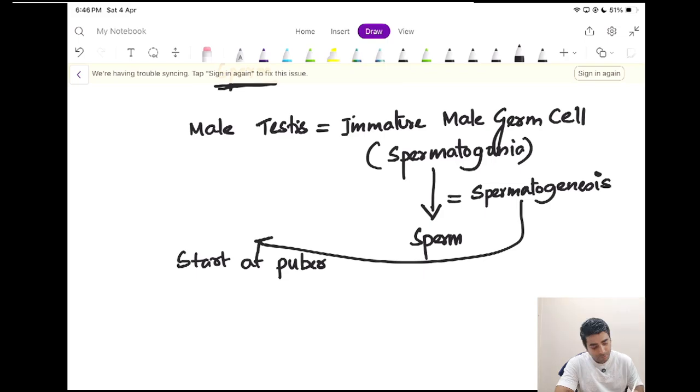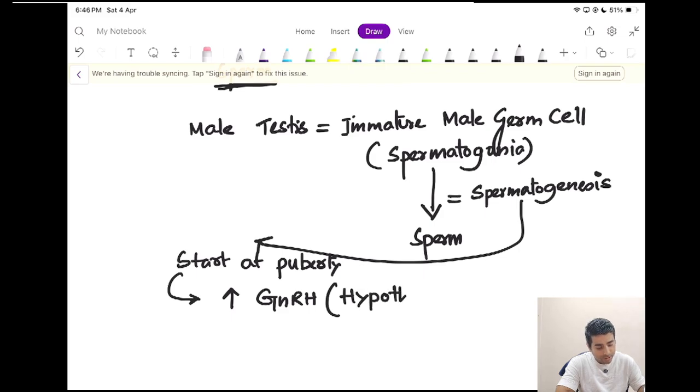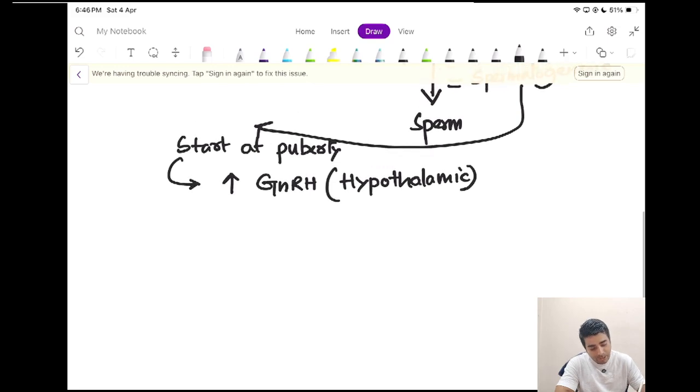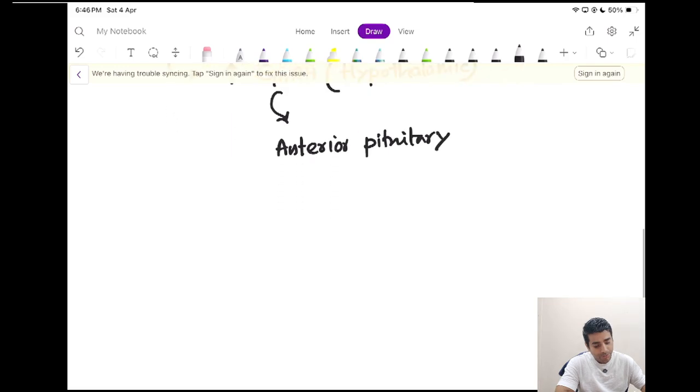Because in puberty there will be increased secretion of GnRH hormone, that is gonadotropin releasing hormone. Remember, it is a hypothalamic hormone that may be asked in your exam. So definitely it will act on the pituitary, and mostly on the anterior pituitary gland. Now what will it release? In the anterior pituitary, it will release two important hormones.